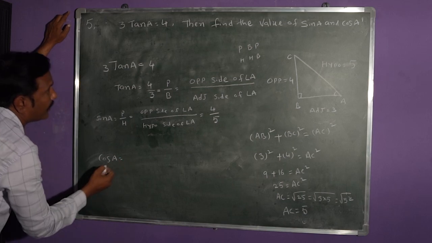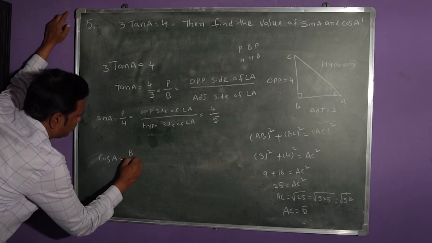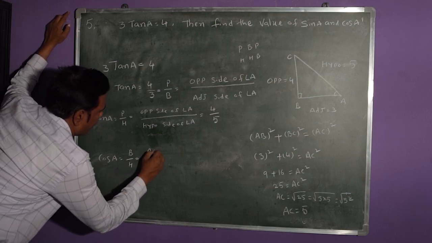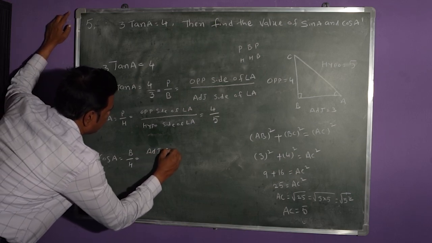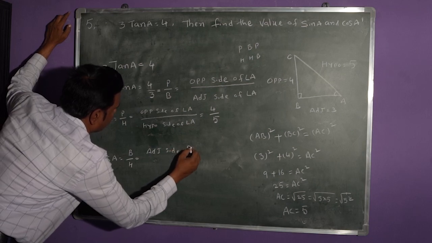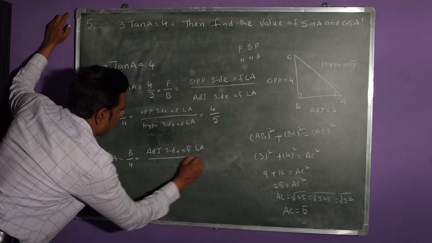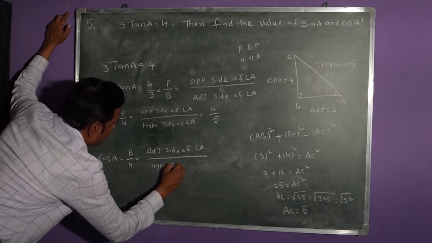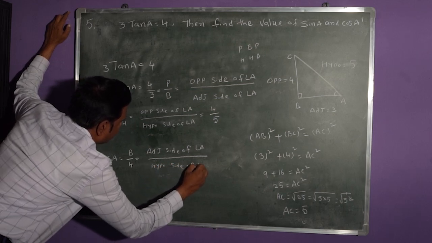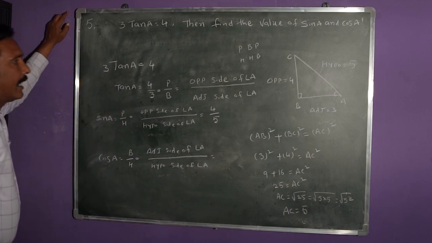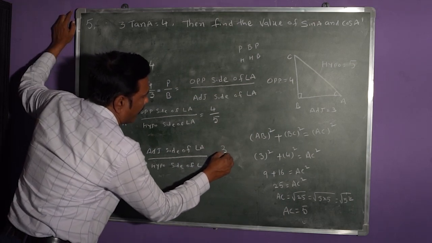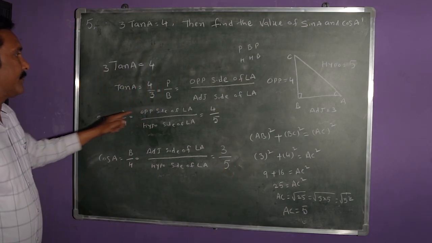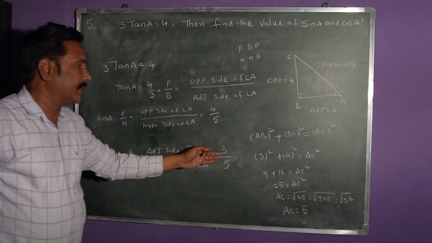Okay, next I find the value of cos A. Cos A is equal to B by H. What is B? B means base. Base means adjacent side of angle A, and H means hypotenuse side of angle A. Then adjacent side is 3, hypotenuse is 5. 3 by 5. Sin A value is 4 by 5 and cos A value is 3 by 5.